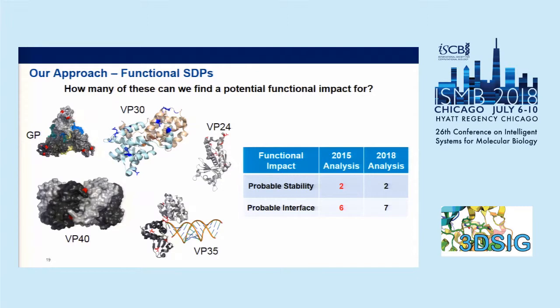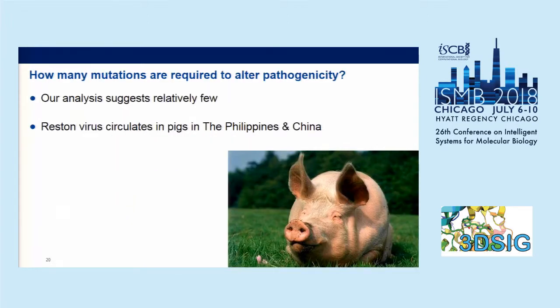And why is this important? Well, Reston virus actually circulates in pig populations in the Philippines and in China. So it's possible that Reston could become human pathogenic, and this would only require a few mutations. Obviously, if this did happen, it could cross over into humans, which would represent a severe public health problem.